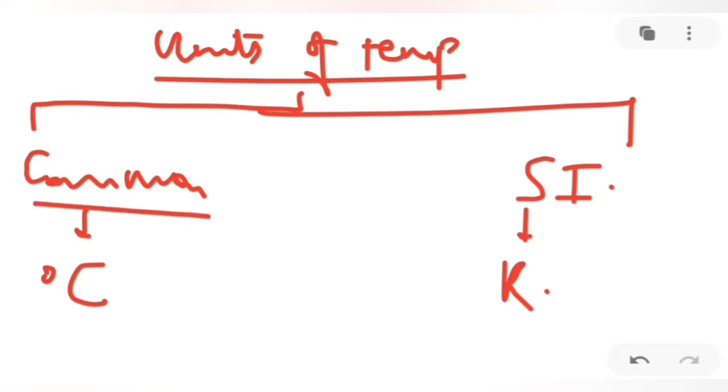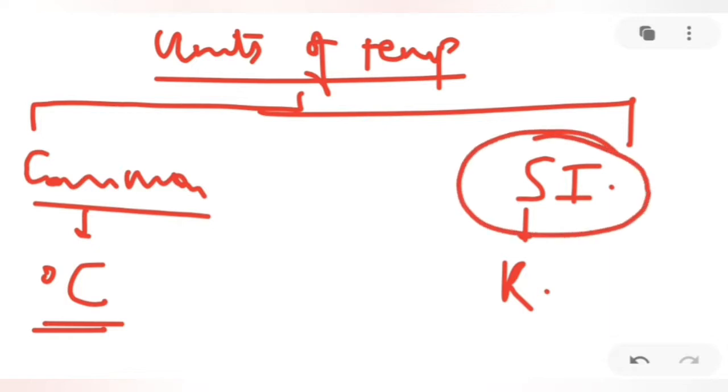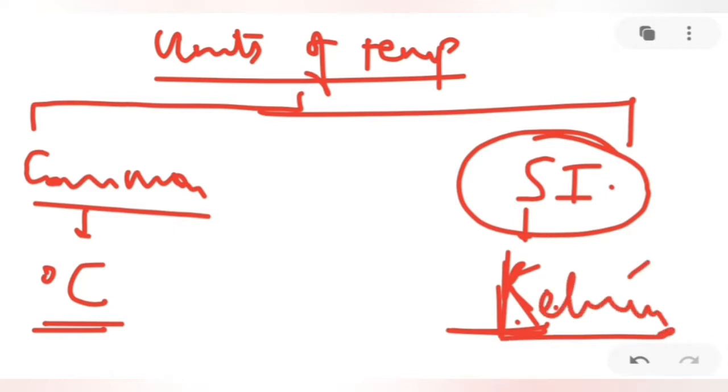Why are we saying common for degree Celsius? Because it is being used in our daily lives and by most of the people. So this is a common unit, and for scientific purposes and scientific work, the unit of temperature which is being used is Kelvin. Hence this has been given the name SI unit. Now we will be studying both of these one by one in detail. Let's start with Celsius.